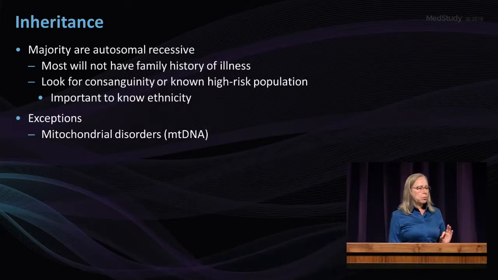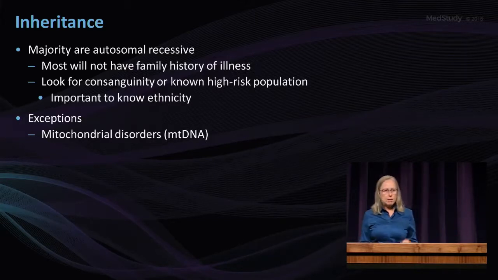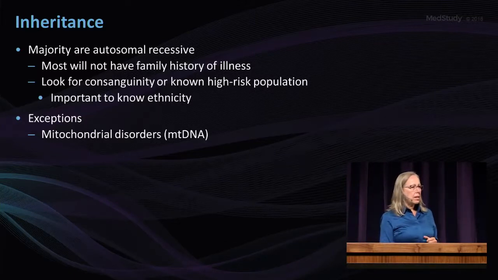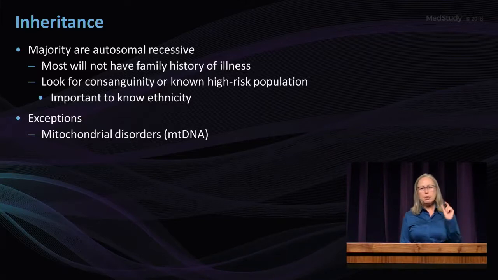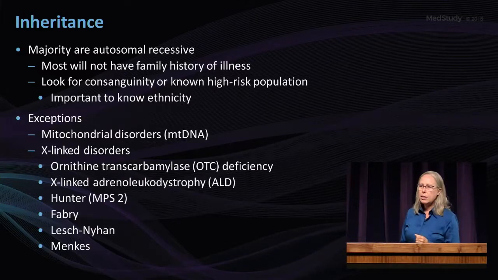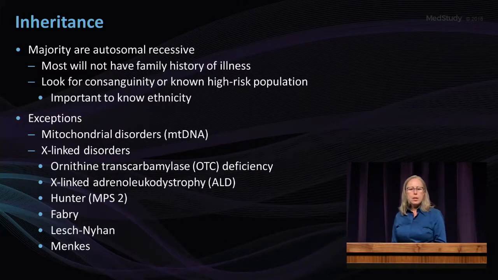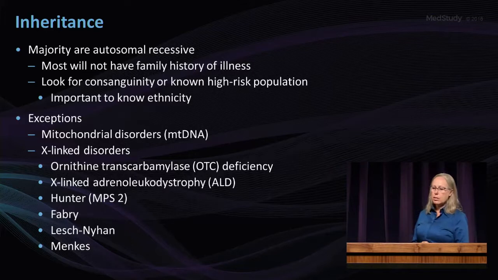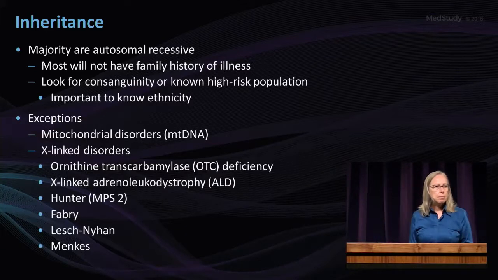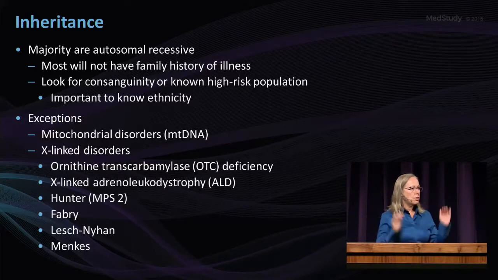Exceptions to the autosomal recessive. So if you can't remember and it looks metabolic, guess autosomal recessive. Here's the short list of exceptions. Things that are mitochondrially inherited due to a mutation in the mitochondrial DNA, so it'll have maternal transmission. And here's the short list of X-linked conditions: ornithine transcarbamylase, or OTC deficiency, X-linked adrenal leukodystrophy, Hunter's disease, which is also mucopolysaccharidosis type 2, Fabry's, Lesch-Nyhan, and Menkes. And then guess autosomal recessive for everything else.